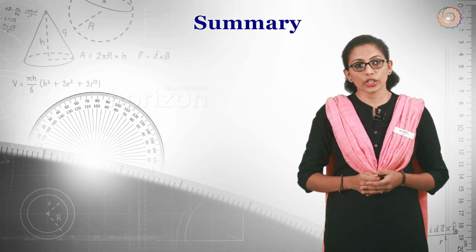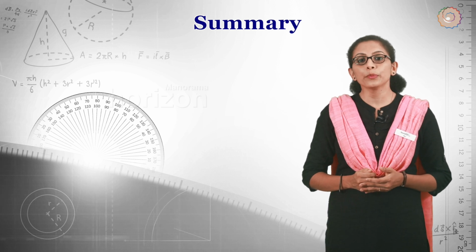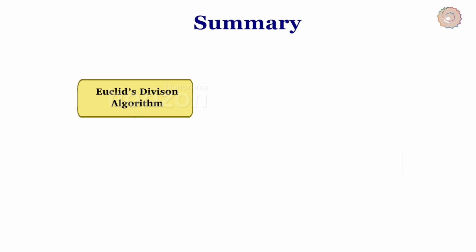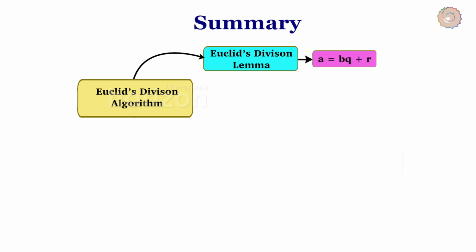So, in this section, we have covered a very important property of positive integers, that is Euclid's division algorithm. Euclid's division algorithm is based on Euclid's division lemma. Euclid's division lemma is stated in the form of a theorem. And the theorem was, given positive integers a and b, there exist unique integers q and r satisfying a = bq + r, 0 ≤ r < b.